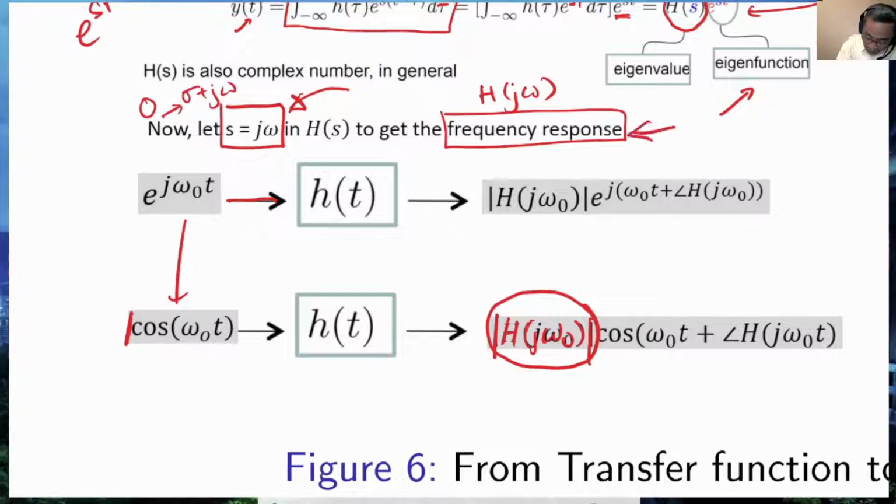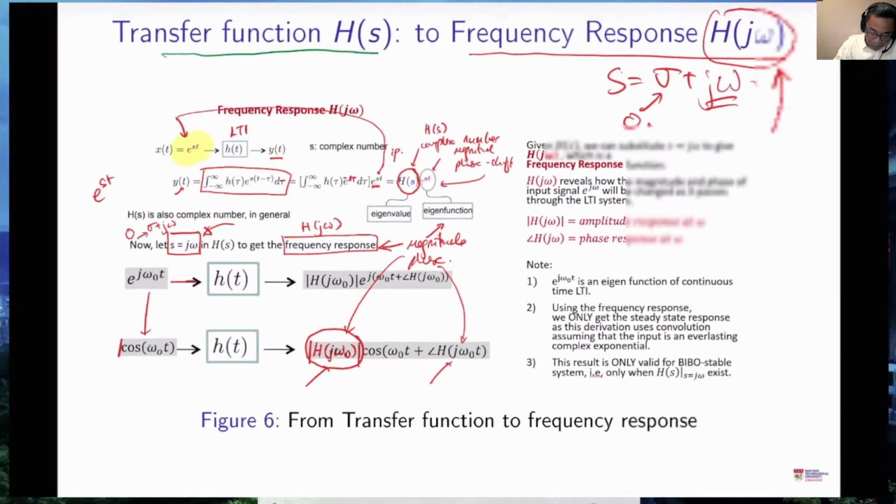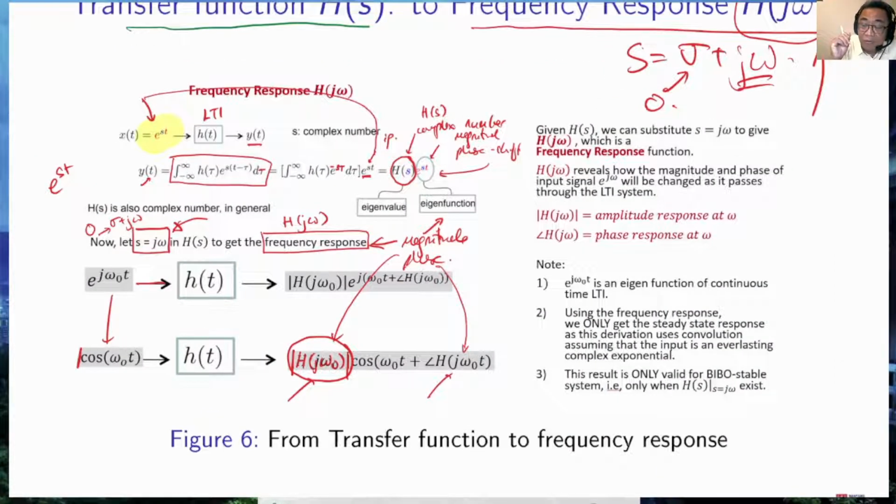So this is called the frequency response. The frequency response has two components, the magnitude and the phase. This is computing the magnitude, and this is computing the phase. So the cosine of omega naught t will now have its magnitude changed, as well as a phase shift by the angle of H(j omega naught). So the purpose of the frequency response is to inform us how a complex exponential will have its magnitude and phase change as it passes through.